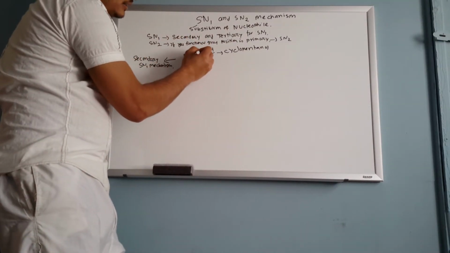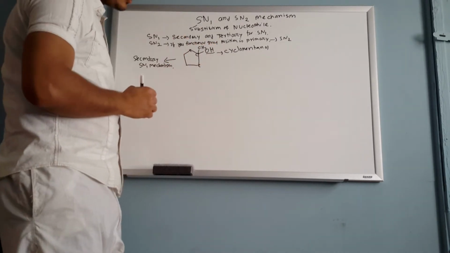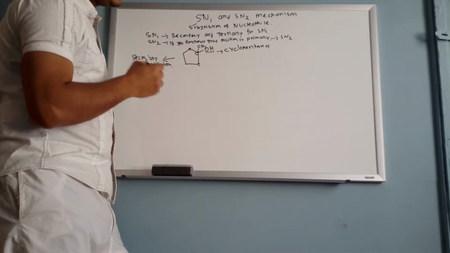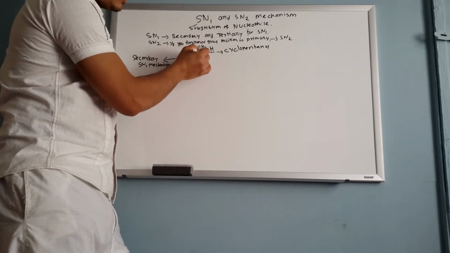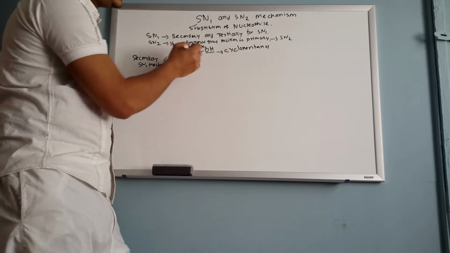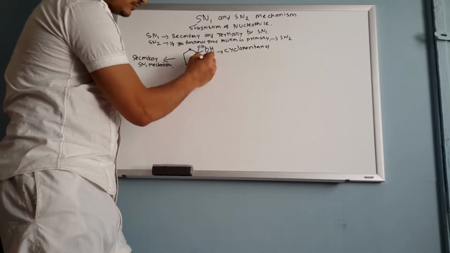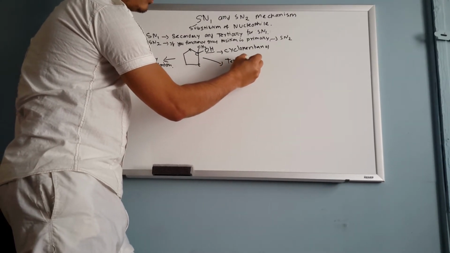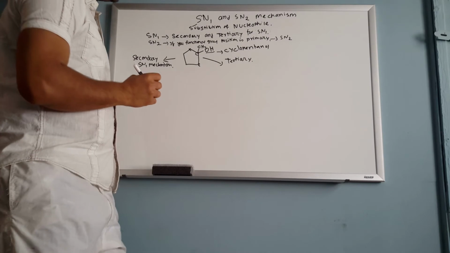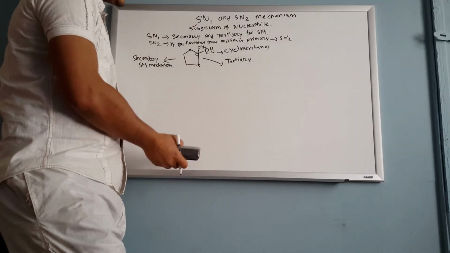If I write CH3 in there, one methyl group attached, what is the position? Right now it is tertiary. How? This carbon is directly connected with 3 carbons, 1, 2, 3. That's why it's tertiary. So you guys understand how you can figure out your position? Let's start the mechanism.